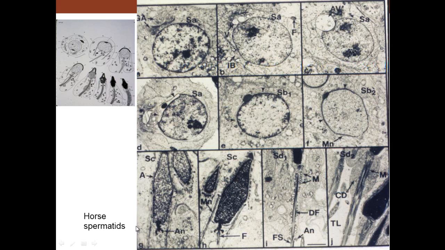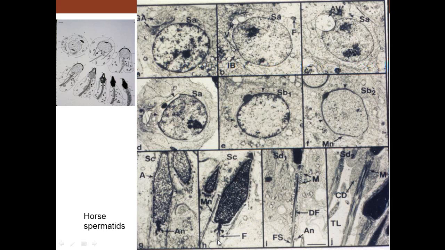We get elongation of the nucleus. We see the manchette here and here. The nucleus is becoming more condensed, finally very condensed. And whenever the manchette disappears, then the annulus, which is this region right in through there, is where the tail is developed from, because this annulus surrounds the axoneme. The annulus surrounds the centriole, which gives rise to the developing axoneme and flagellum.